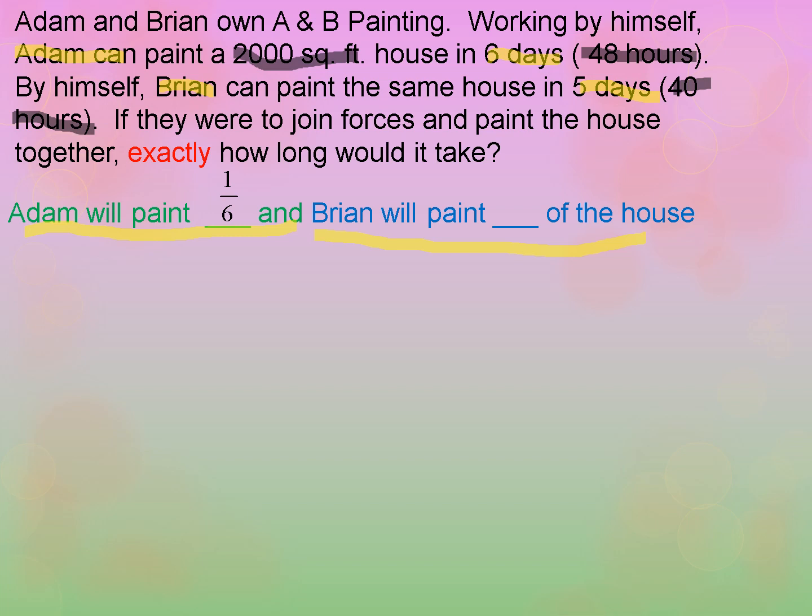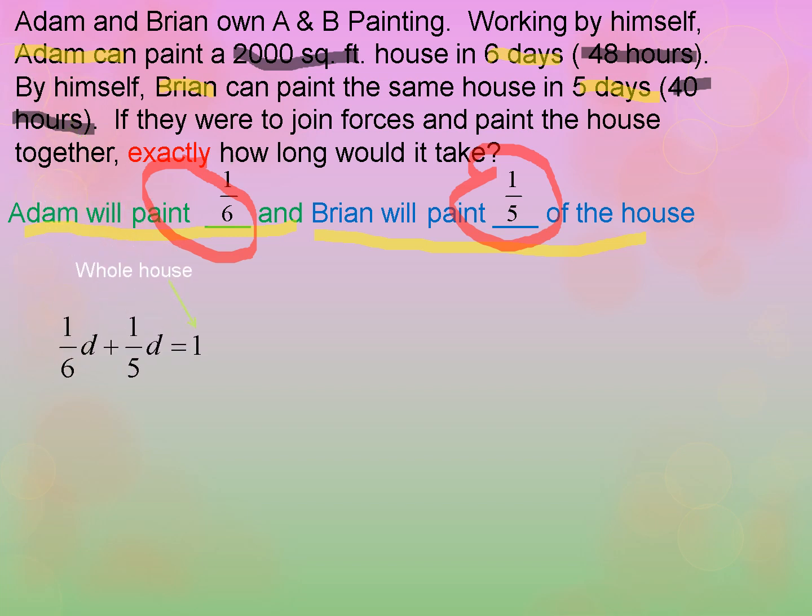Let's look at Brian. Brian can paint the same house in 5 days. So it's going to take him 5 days to paint this house. How much of the house is he painting per day? And that's 1/5. Okay, so these two numbers right here, 1/6 and 1/5, those are their rates that they are painting per day. So that leads us to this next equation.